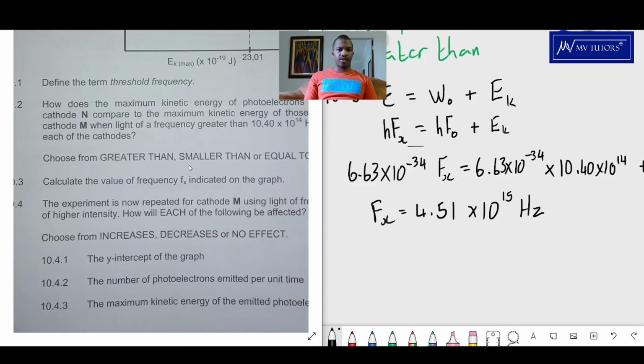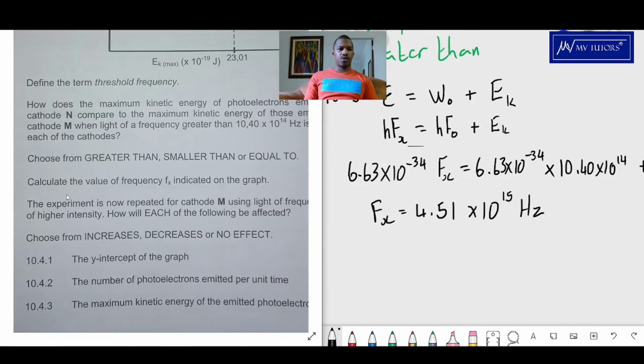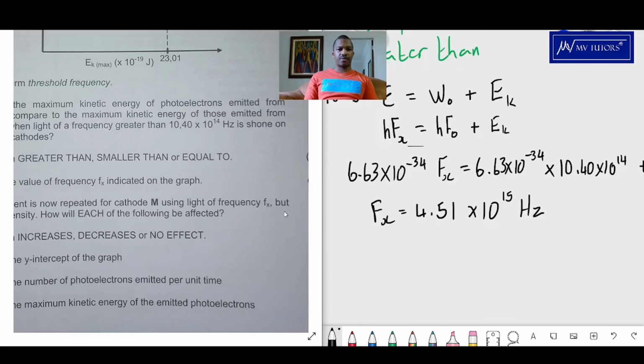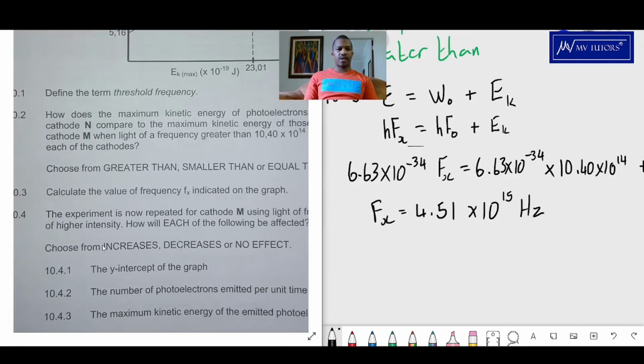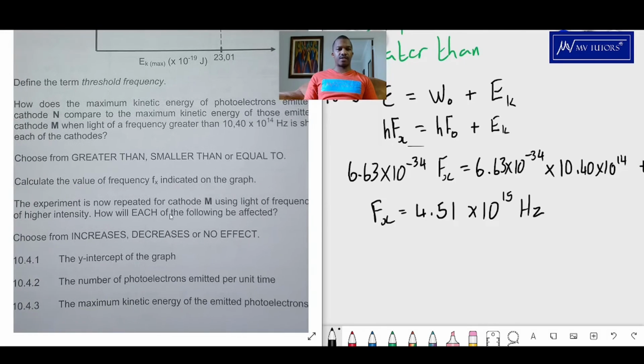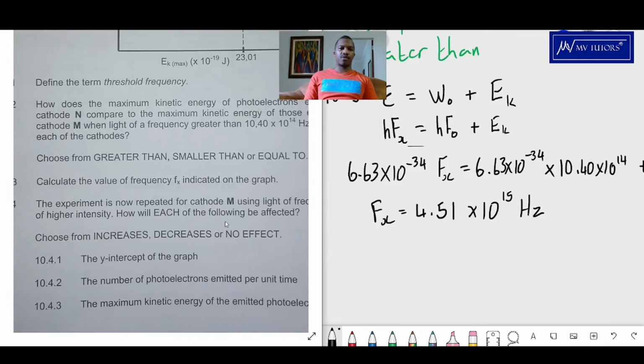Okay, what's happening here in 10.4? So the experiment is now repeated for cathode M using the light frequency fx. So it's still the same frequency light, but of higher intensity. Okay, so we've increased the intensity now. How will each of the following be affected? Choose from increase, decrease, or no effect.